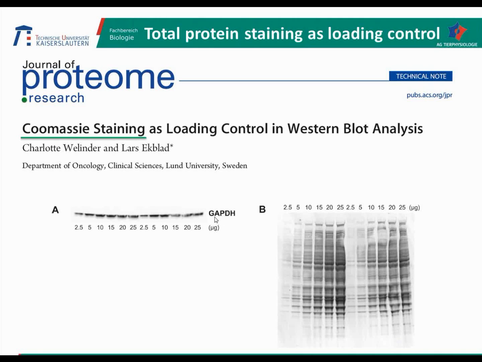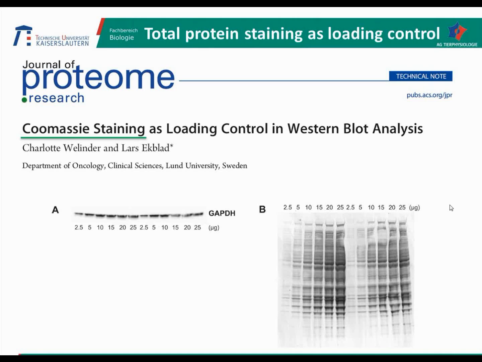So what they did is they used GAPDH and compared it to Coomassie. They saw that GAPDH had somehow a ceiling effect, so they increased the protein amount, but the signal didn't increase, which was not the case with Coomassie. So that was one reason why they concluded that Coomassie is a better loading control than housekeeping proteins.